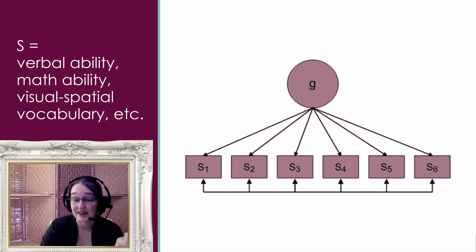And there's only one latent trait, so there's only one circle here, and test performance on all these different ability types is influenced by G. That's why the arrows go from G to S.